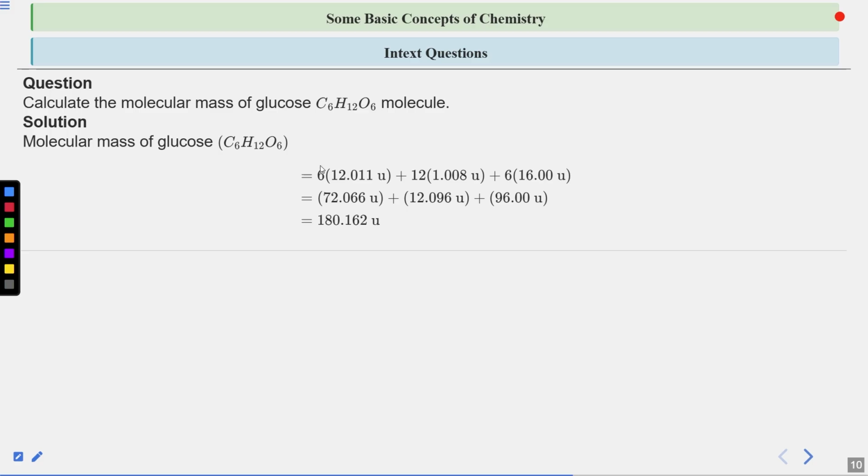We have multiplied 6, which is the number of carbon atoms, with the atomic mass unit, or the unified mass, of carbon. Then we have multiplied 12, which is the count of hydrogen atoms, with the unified mass of hydrogen, and again 6, which is the count of oxygen, multiplied by the unified mass of the oxygen atom. If you carry out this calculation further, you will get the molecular mass of glucose as 180.162 U. Again, remember, the unit here is very, very important for you.